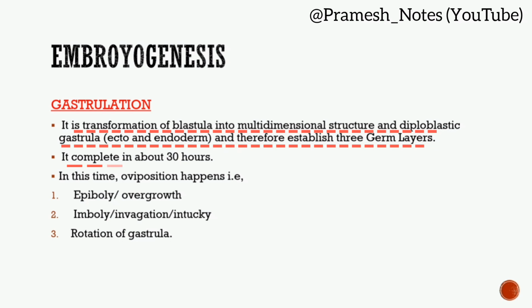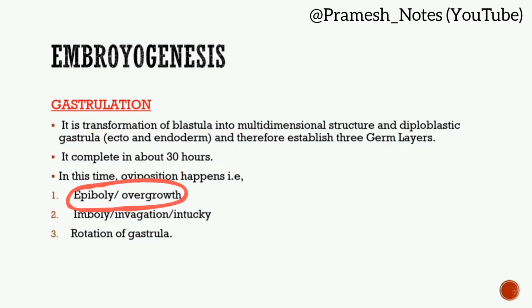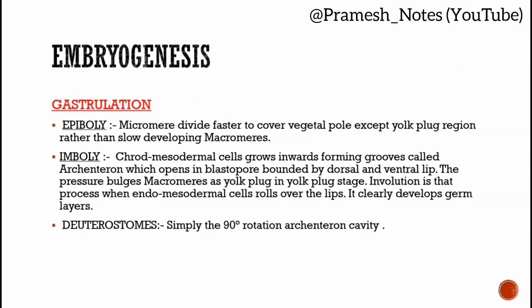So this cycle completes in about 30 hours. In this time, different movements happen, which we call morphogenetic movements. These are, at first, epiboly or overgrowth, second, emboly or invagination, and third, rotation of the gastrula. Let's learn these things in detail.